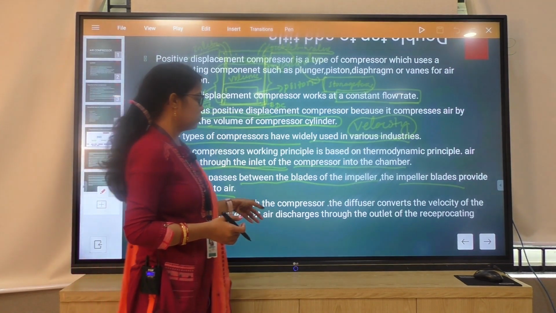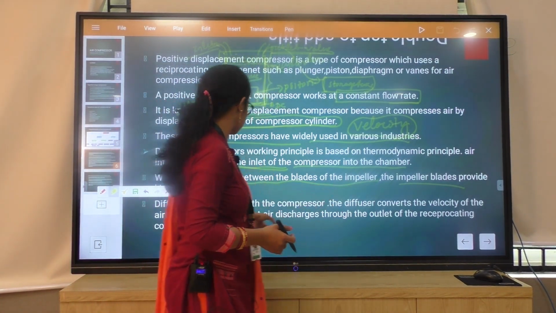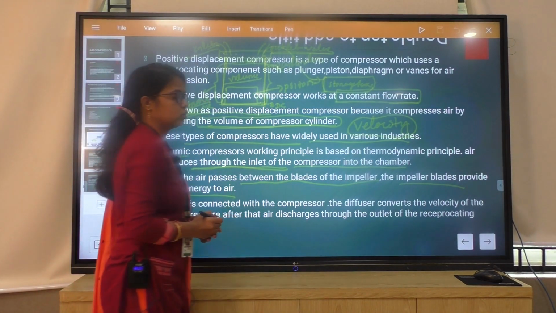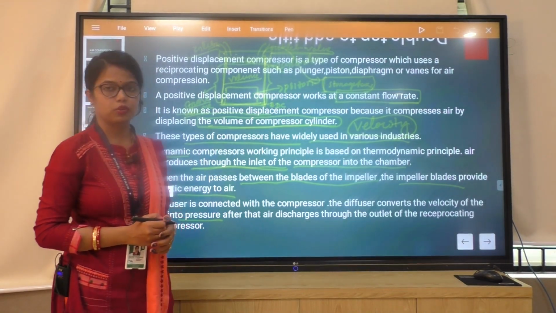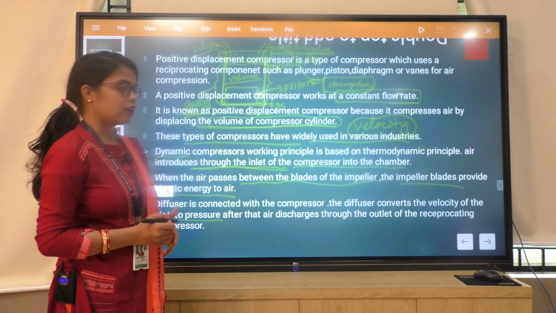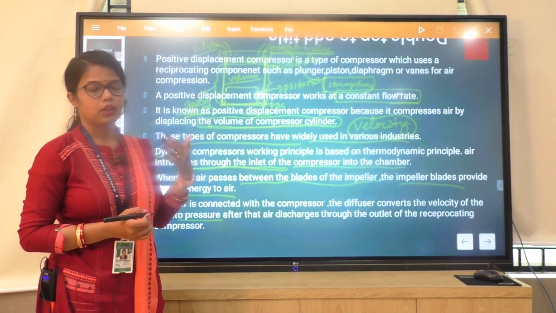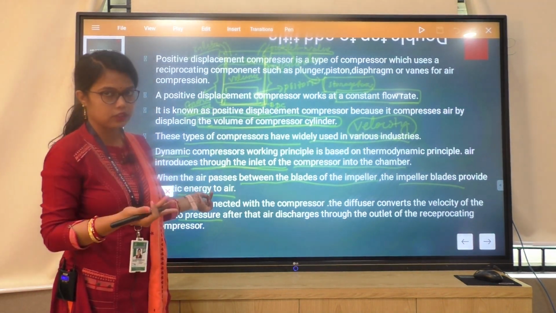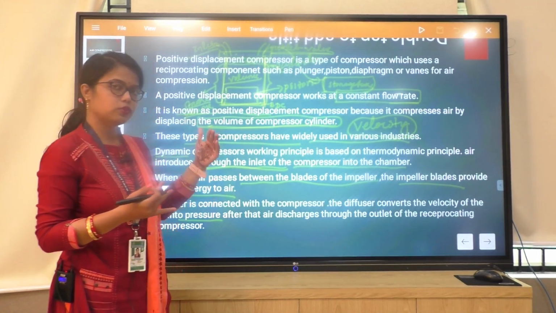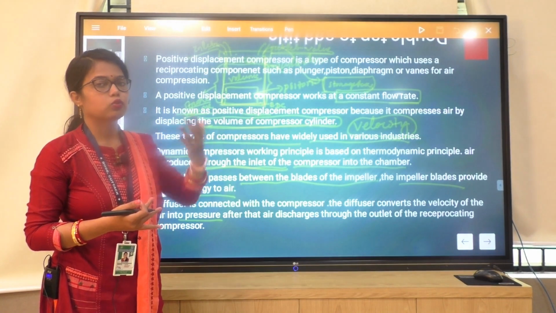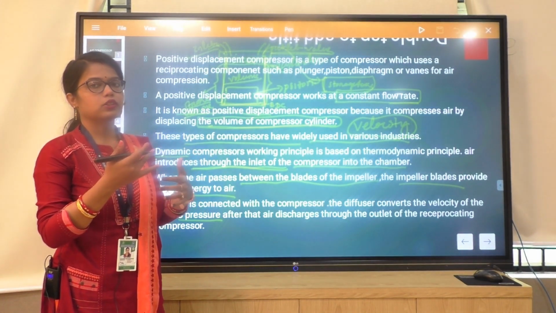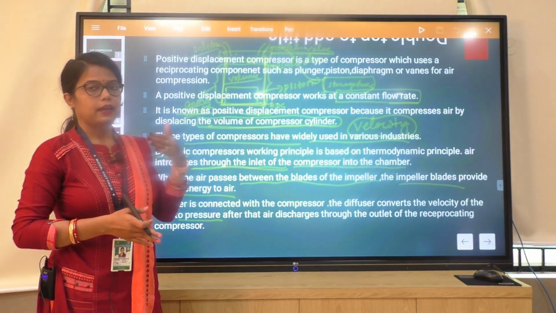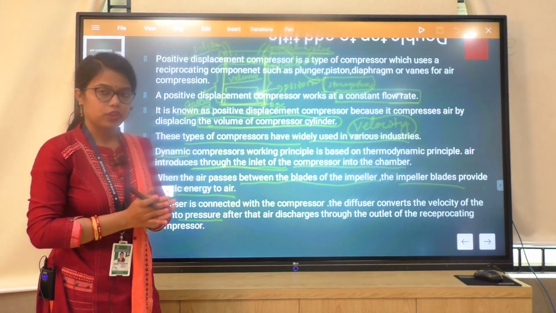When a diffuser is connected with the compressor, the diffuser converts the velocity of the air into pressure. Okay. And after that, air discharges through the outlet of the compressor. That means, I told you, it increases the kinetic energy of the air. That means velocity increases, and the diffuser converts the velocity of the air into pressure. When the velocity is converted into pressure, kinetic energy is converted into pressure energy, and at that time the pressure of the air increases.